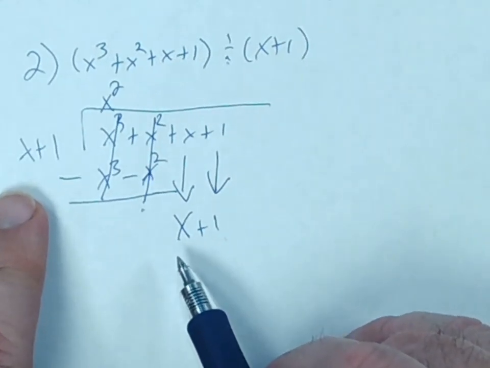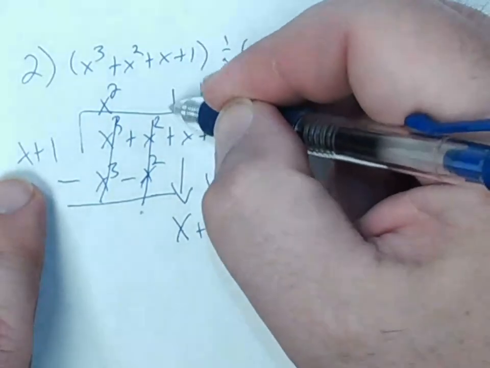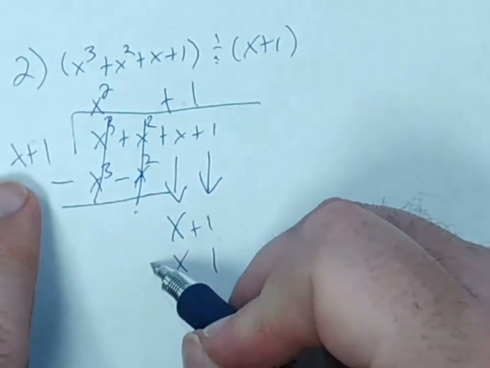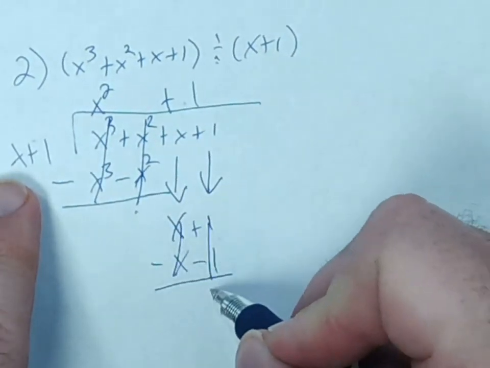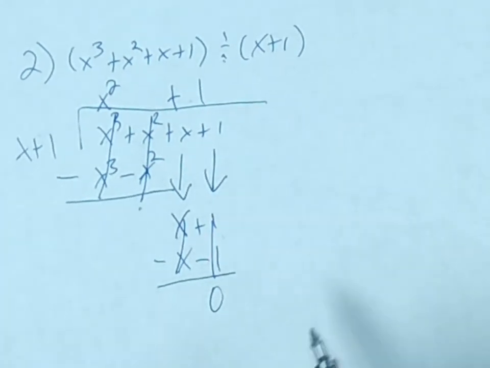And I'm hoping this is obvious. X divided by x is 1. 1 times x is x. 1 times 1 is 1. Subtract, subtract. And those all work out really nice. That worked out a lot easier than I thought. It's kind of nice, actually, truthfully.